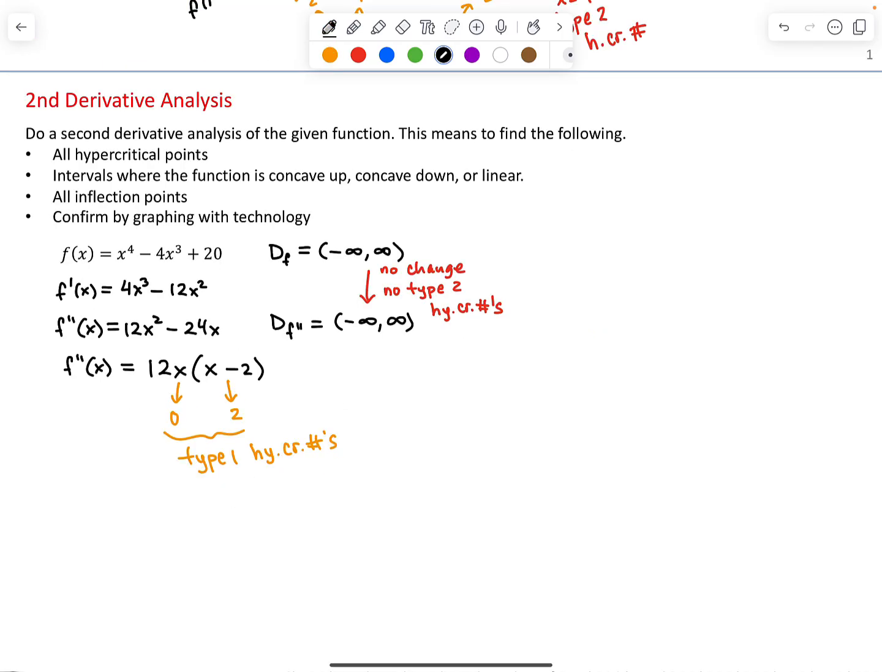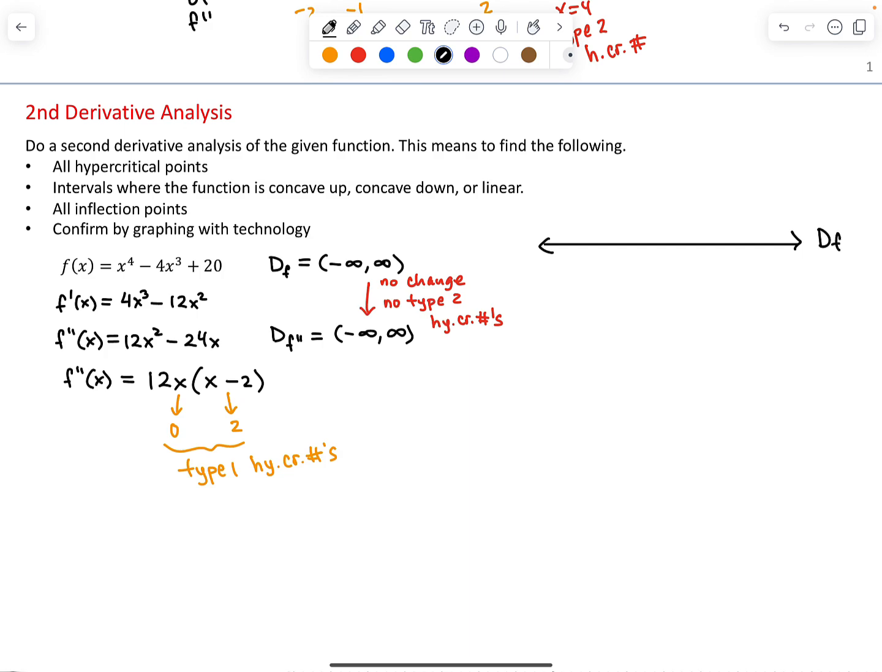Now we make a number line that represents the domain of the original function, so all real numbers, the entire number line, and we put on it all hypercritical numbers. And there are only 2 of them, they're both type 1. Make sure they're in order. Next, we take test numbers from each subinterval, -1, +1, and 3. It doesn't matter which test number you pick from each subinterval. And then we plug these into the second derivative to see whether or not we get positive or negative.